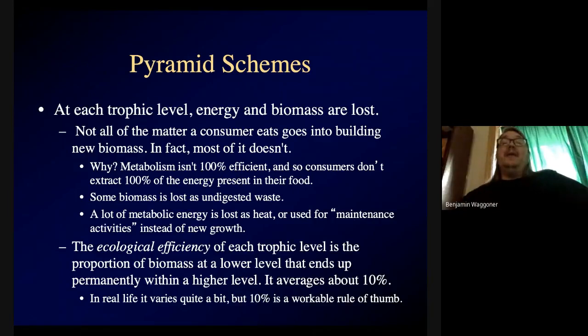And what we call the ecological efficiency of each trophic level is the proportion of biomass at a lower level that ends up permanently within a higher level, and it averages roughly 10%. In real life, it varies a bit, but 10% is the rule of thumb. So that's why I was saying it would take 100,000 pounds of plant life to sustain about 10,000 pounds of bug life, to sustain about 1,000 pounds of mouse, to sustain about 100 pounds worth of rattlesnakes, which would sustain 10 pounds, maybe 2 red-tailed hawks.